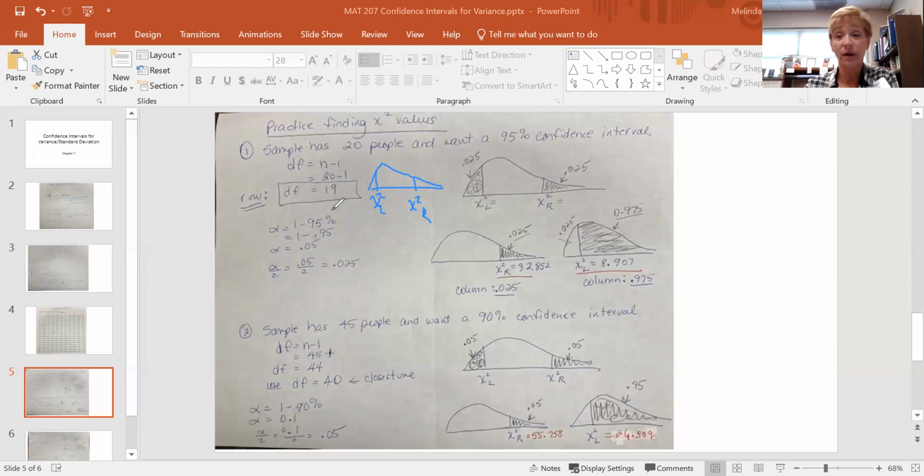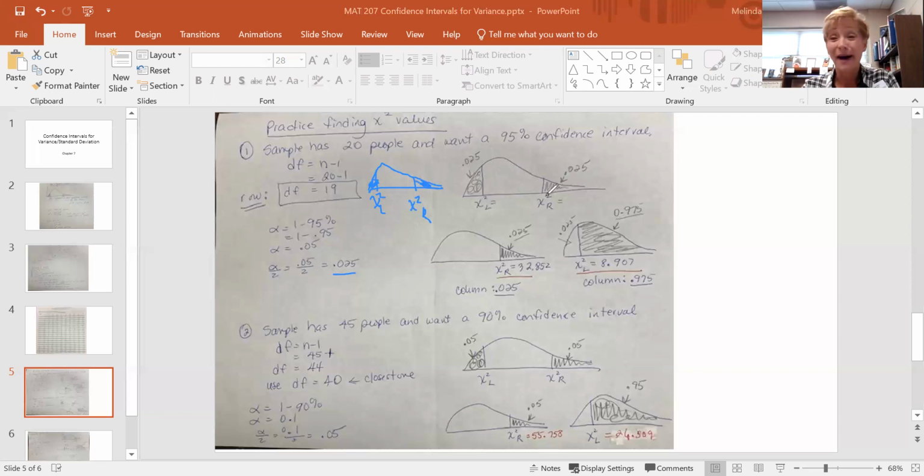Now, the next step, step 3, says you've got to compute alpha. So remember, alpha is 1 minus your confidence level. So 1 minus 95% is 1 minus 0.95, which gives me, of course, 0.05. Then the next step, step 4, says compute alpha divided by 2. So if I halve that 0.05, I get 0.025. And this is the area in each tail. So I go back to my picture and I shade that area, and I label it 0.025, and I shade that other tail area and call it 0.025.